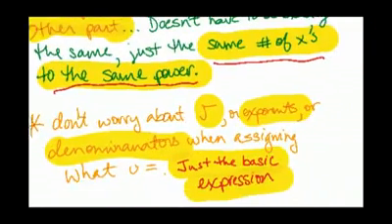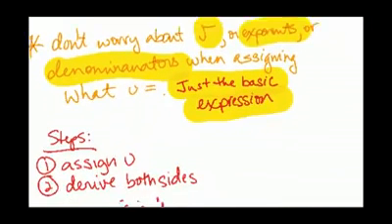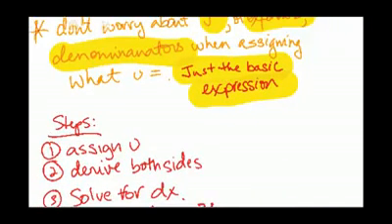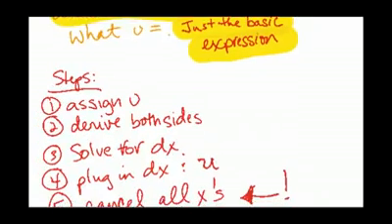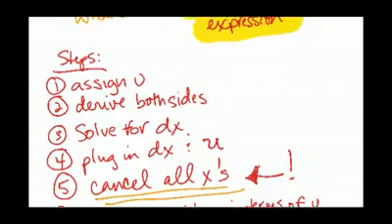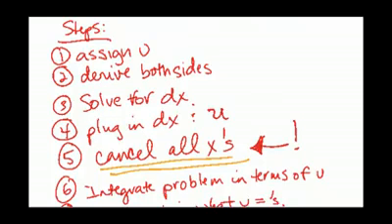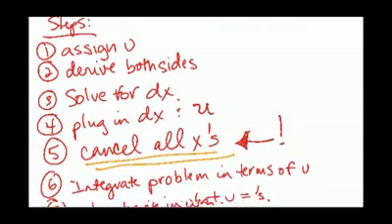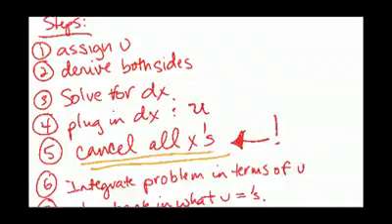And after that, you're going to assign U, derive both sides, solve for dx, plug in, integrate, or cancel, and then integrate. If you don't get rid of the x's, you can't do U substitution. And then plug back in what U equals.